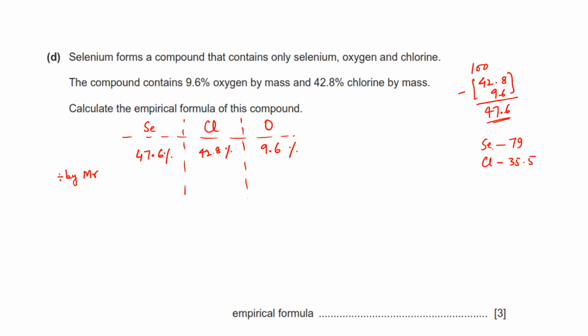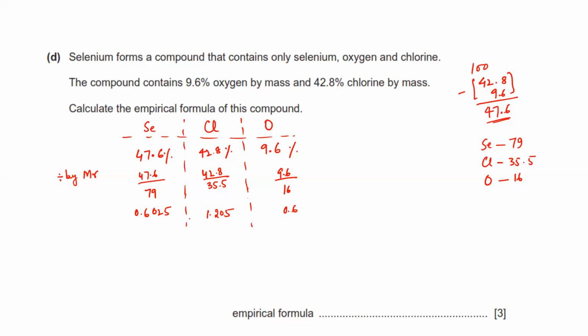And oxygen is 16. So selenium: I'll be dividing 47.6 divided by 79. Then with chlorine, I would say 42.8 divided by 35.5, and then 9.6 divided by 16. So this comes out to be 0.6025, something around this. This is 1.205, and this is 0.6.